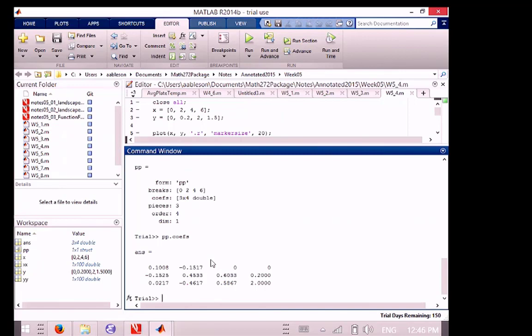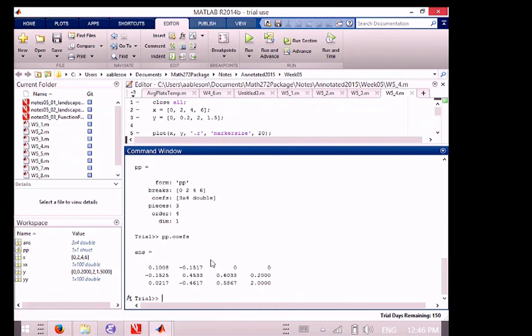Does it go constant, linear, quadratic, cubic? Or cubic, quadratic, linear, constant? What do you think? First or second? Second? Why would you think second? I mean, it could be either one. You're right, it is the second.